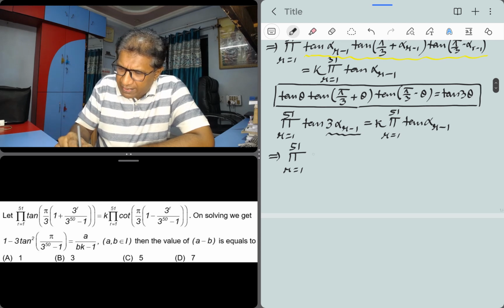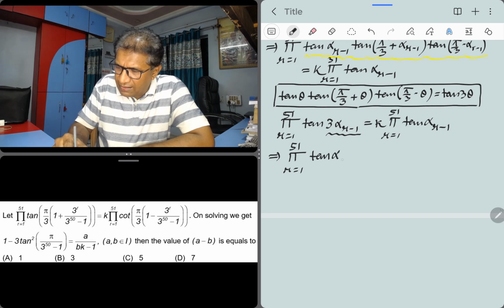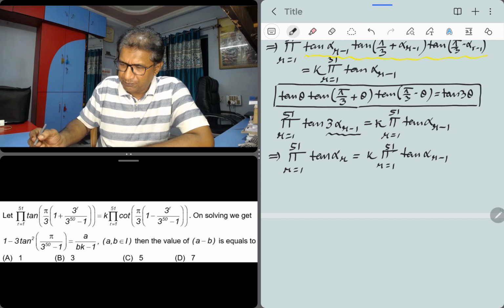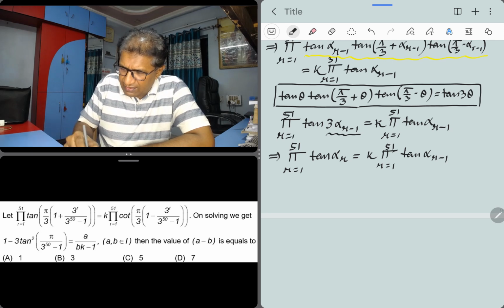So our problem becomes tan alpha suffix r is equal to k pi r is from 1 to 51 tan alpha r minus 1, right? Now, let me take, if I expand this, what are we going to have?